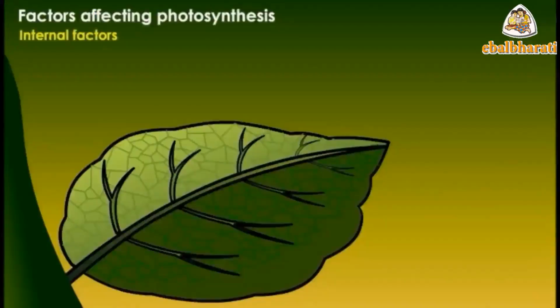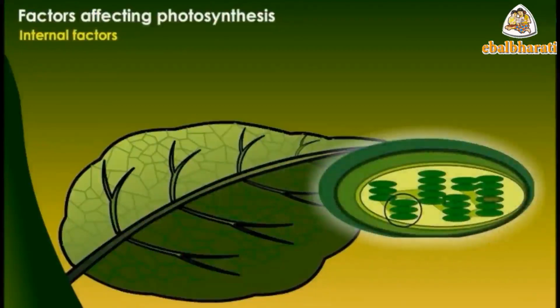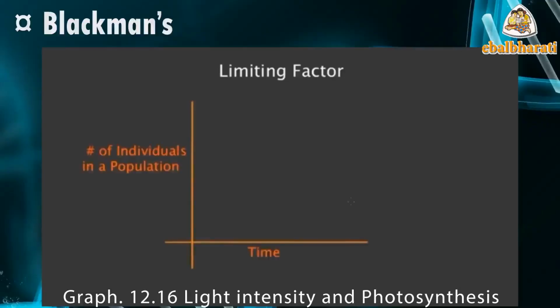Let's study the internal factors now. First one, though the presence of chlorophyll is essential for photosynthesis, the rate of photosynthesis is proportional to the quantity of chlorophyll present. The final product in the photosynthesis reaction is sugar, and its accumulation in the cell slows down the process of photosynthesis.